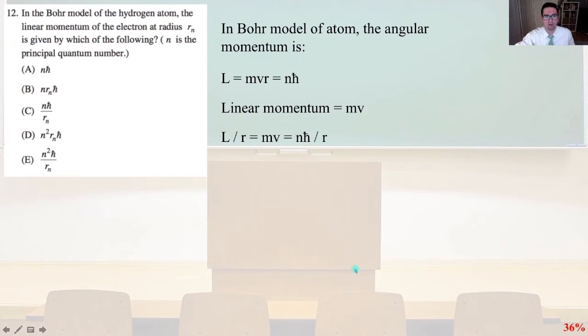Number 12, in the Bohr model of the hydrogen atom, the linear momentum of the electron at radius Rn is given by which of the following? N is a principal quantum number. So in the Bohr model of the atom, the angular momentum equals mvr, and that equals n h bar.